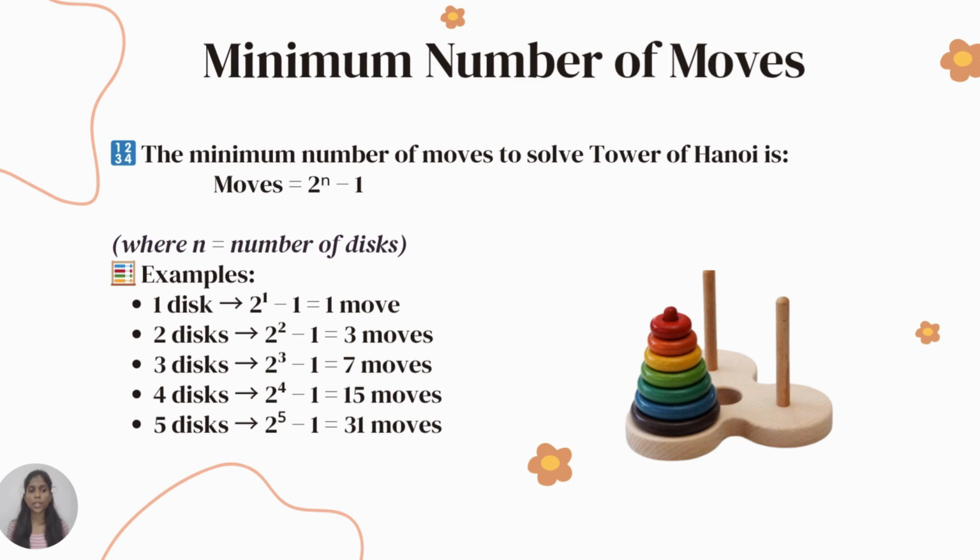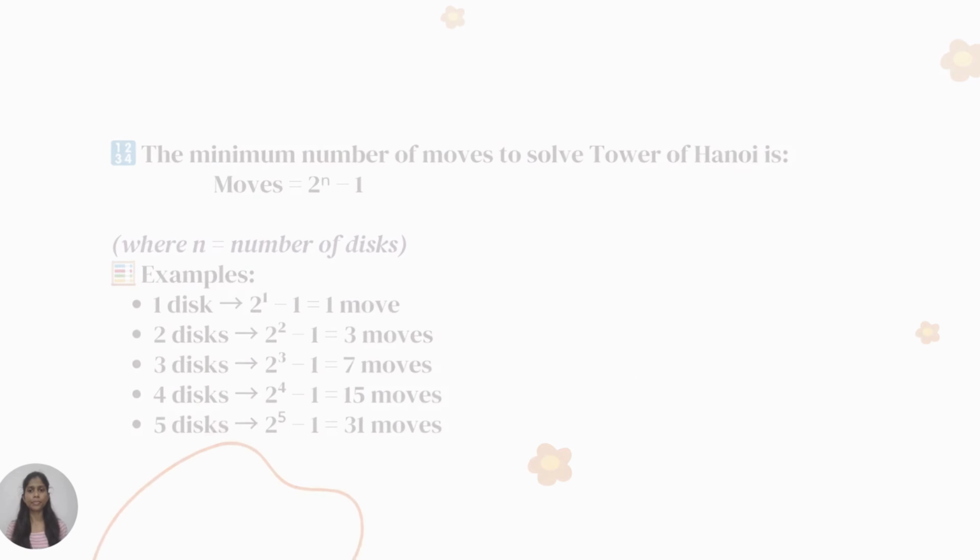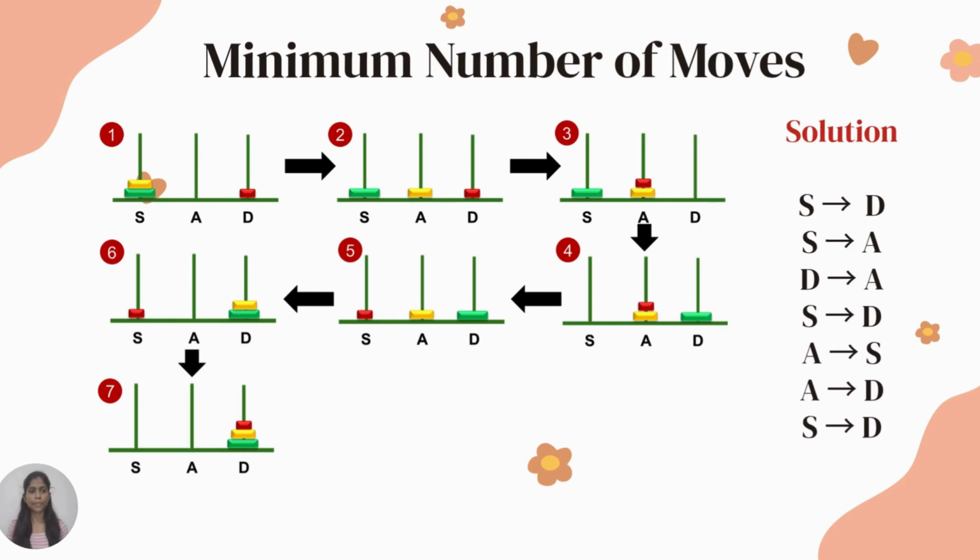This shows how the puzzle gets much more complex as we add more disks. It teaches us that even simple recursive problems can grow exponentially with input size. Now, let's see how the Tower of Hanoi puzzle actually plays out with 3 disks. This image shows the 7 steps required to solve the puzzle, just like we discussed in the previous slide, using the formula 2 to the power n minus 1.